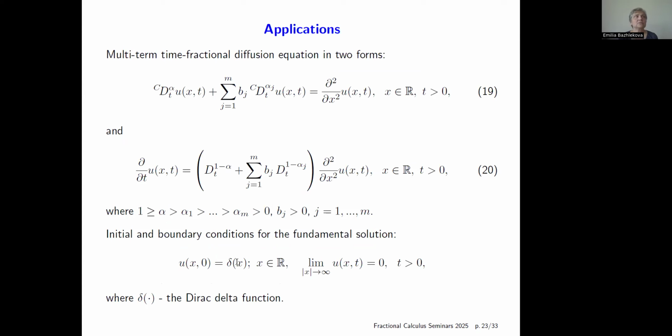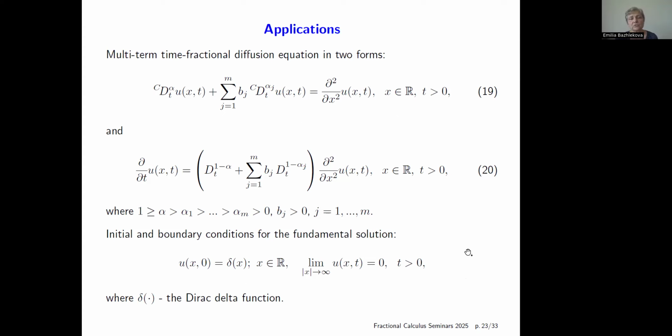And now some applications. As a first application, we consider diffusion equations in 2 forms, on the real line, one-dimensional diffusion equations. The first one with a linear combination of Caputo derivatives, and the second one with Riemann-Liouville derivatives. To define the fundamental solution, we assume these initial and boundary conditions with the Dirac delta function.